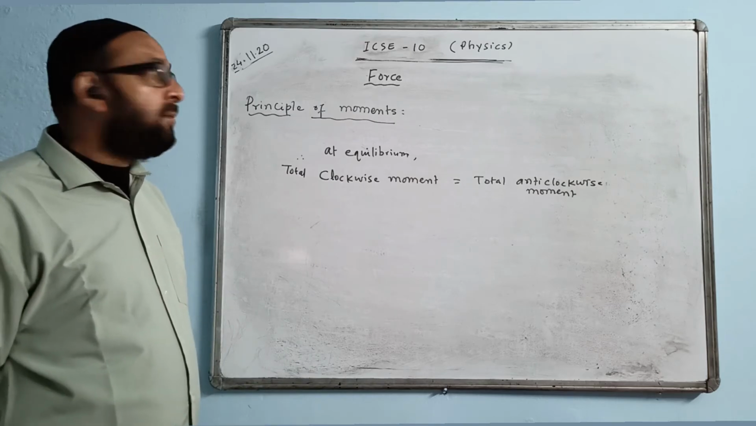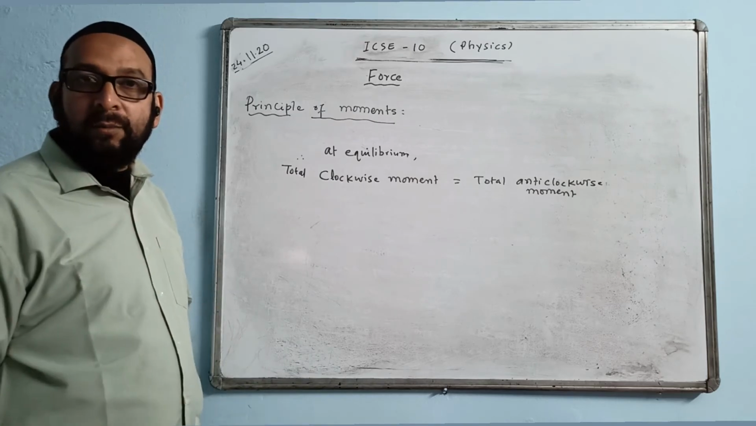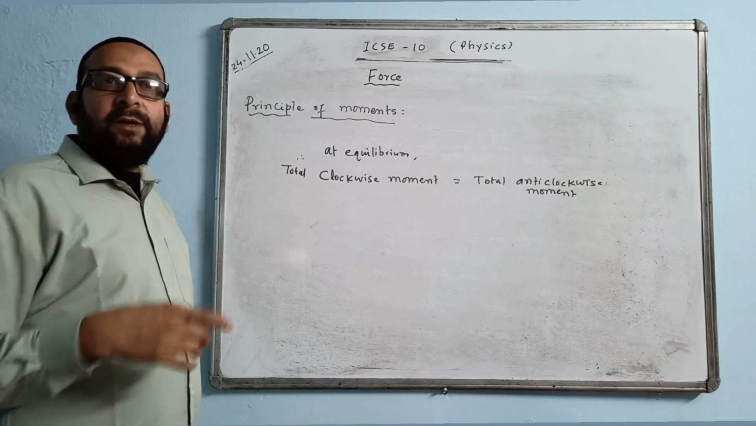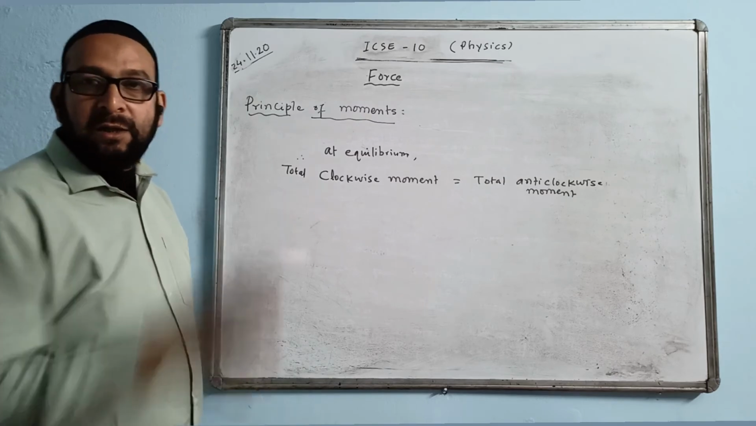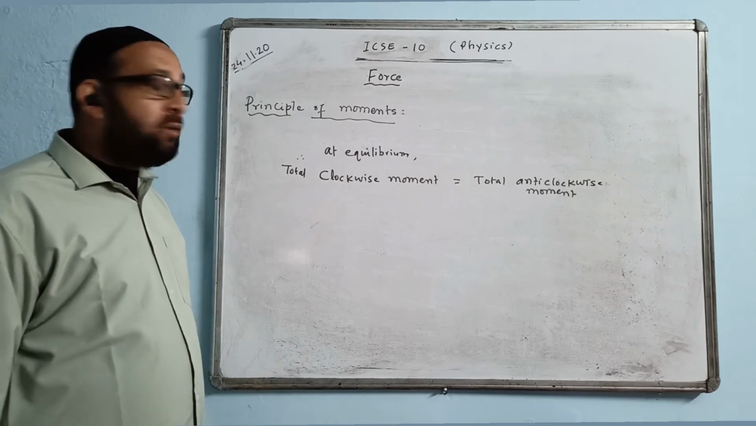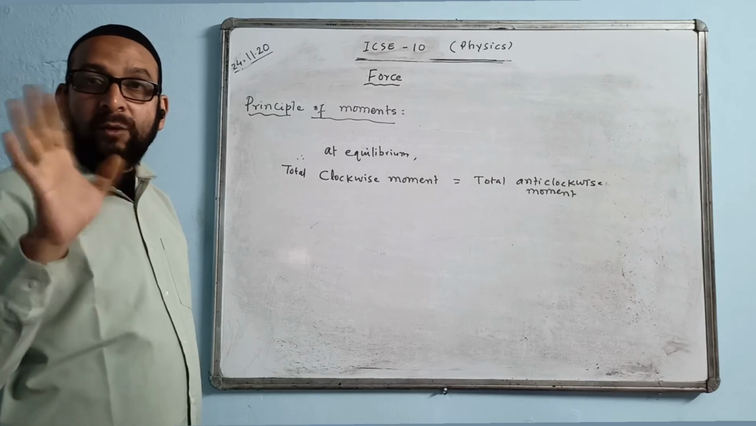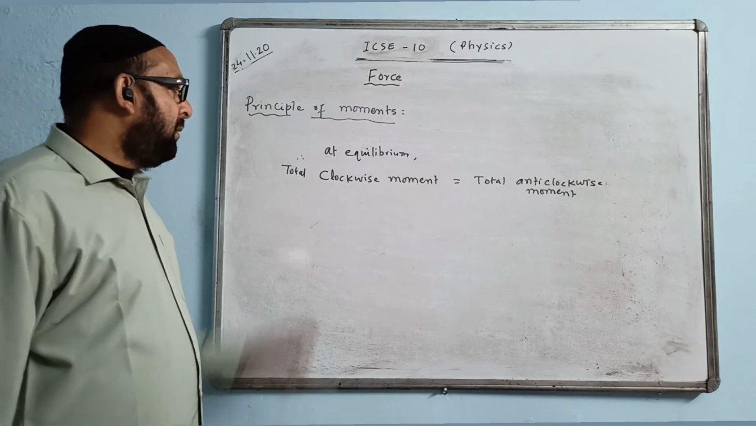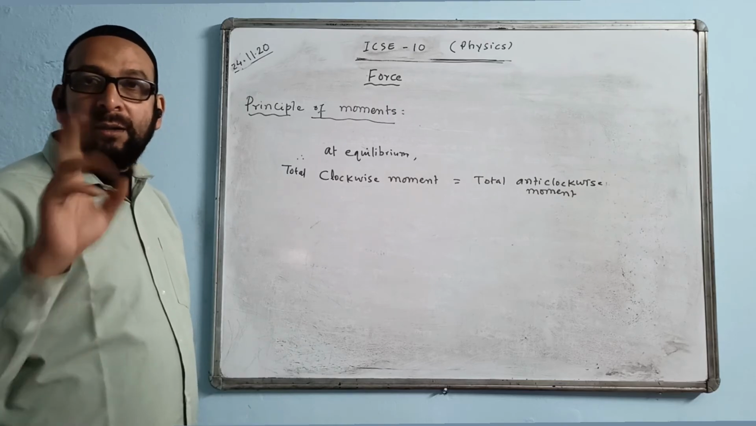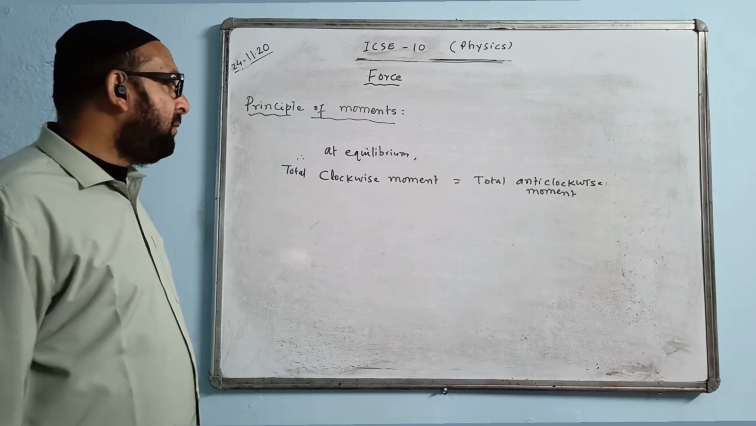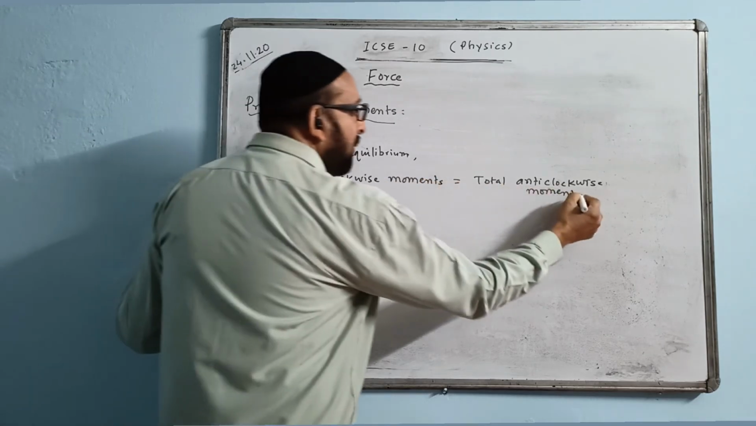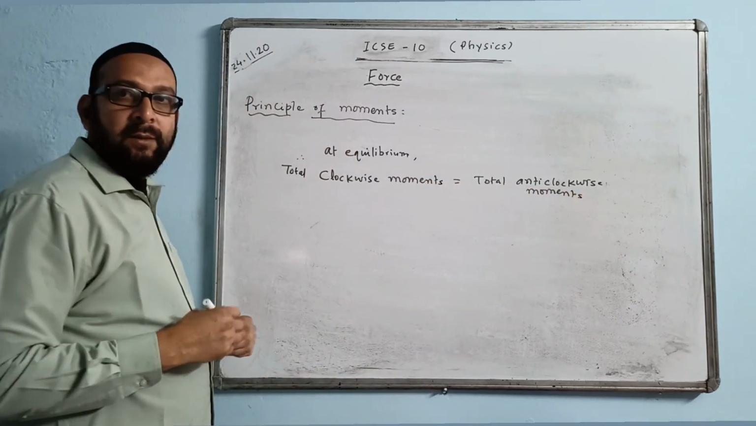What kind of equilibrium? This will be rotational equilibrium. The body will not be turning. Because the body is pivoted, the body cannot have a translational motion. The body at the most can turn. But in this situation, the turning effect will be zero. There will be no turning effect. If the total clockwise moment and the total anti-clockwise moment are equal, then the body will remain in equilibrium.